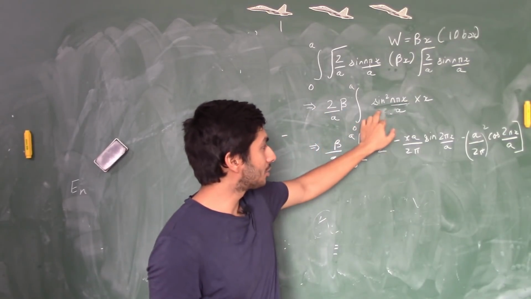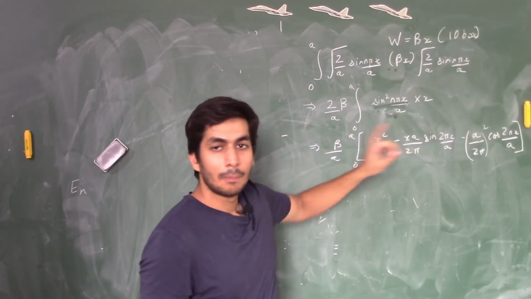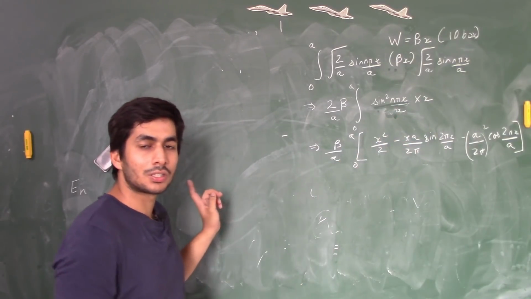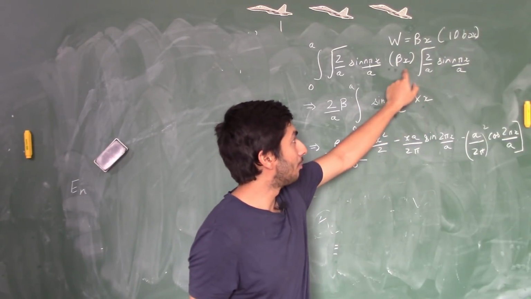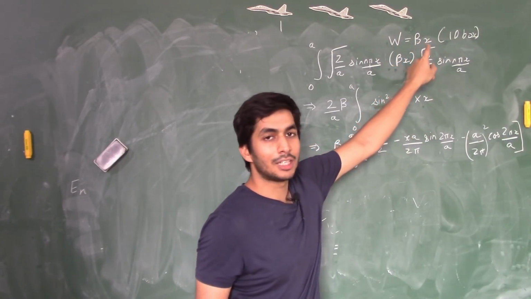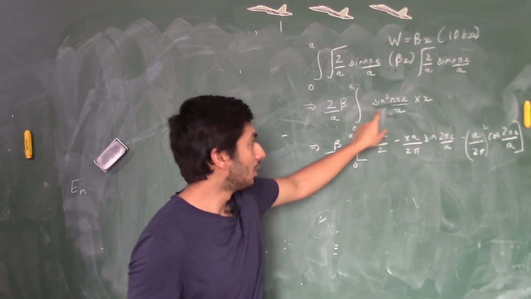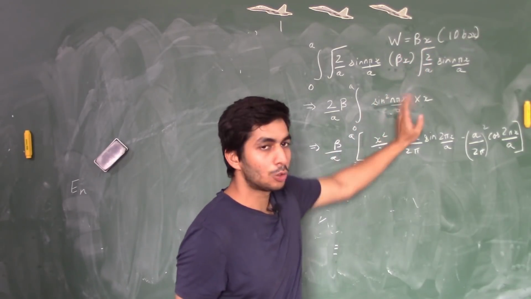So again I am left with sine square n pi x by a, but now I have one more term. In the previous question I had only sine square n pi x by a, but over here I have one more term, which is x, because in the perturbed term x is a variable, so I have to consider this x as well. So this is sine square n pi x by a into x, right?